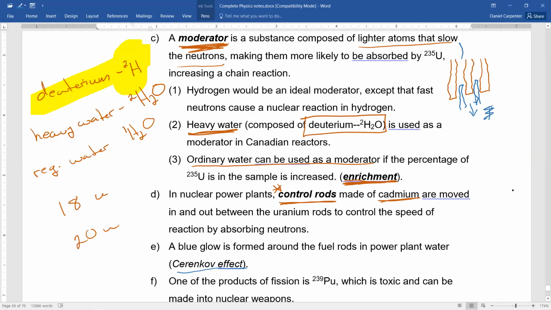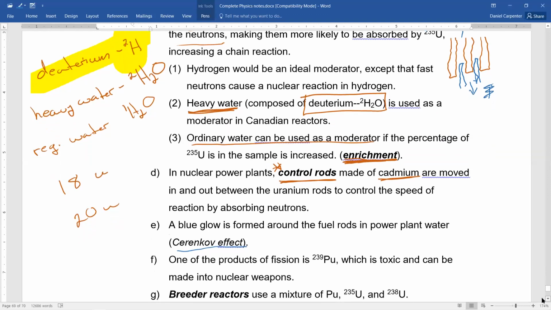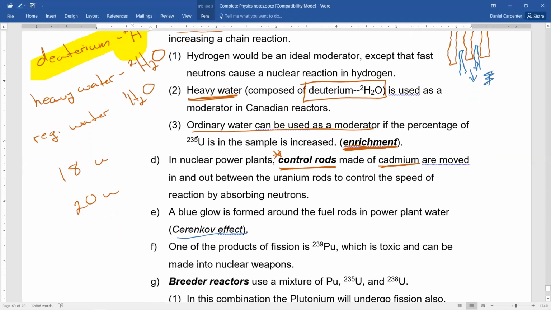Now, I want to point out to you that these numbers are important. Uranium-235 and plutonium-239. One of the products of fission is plutonium-239, which is toxic. I mean, okay, so uranium is radioactive, don't know how toxic it is. Plutonium-239 is toxic, and it can be made into nuclear weapons.